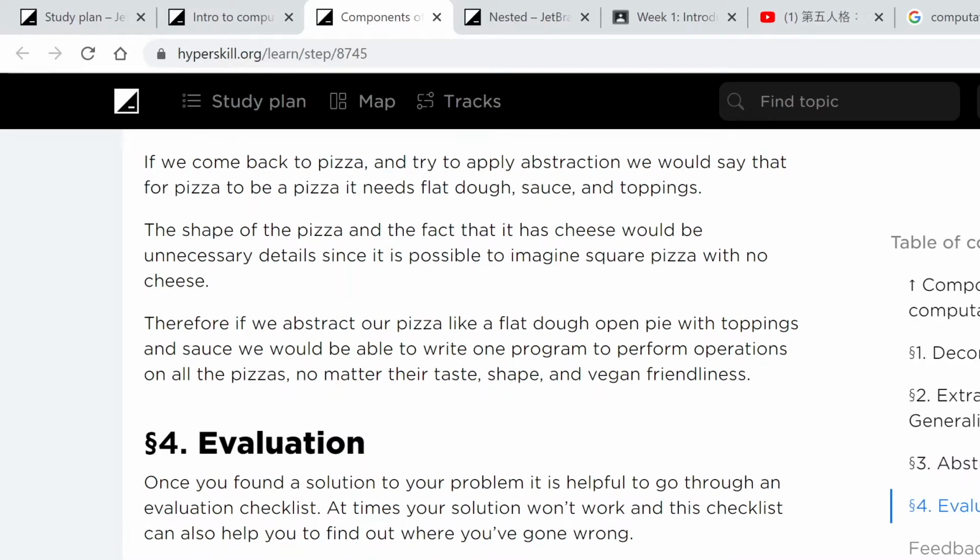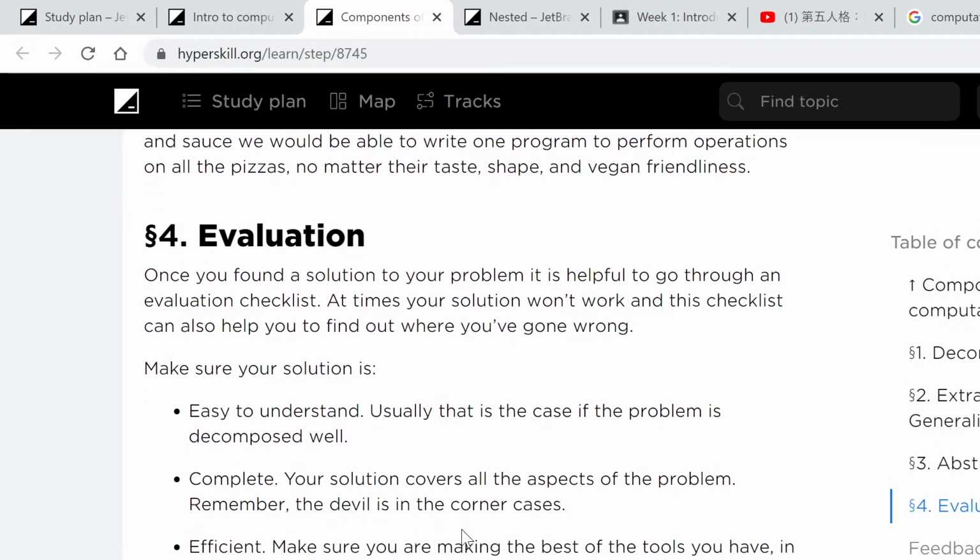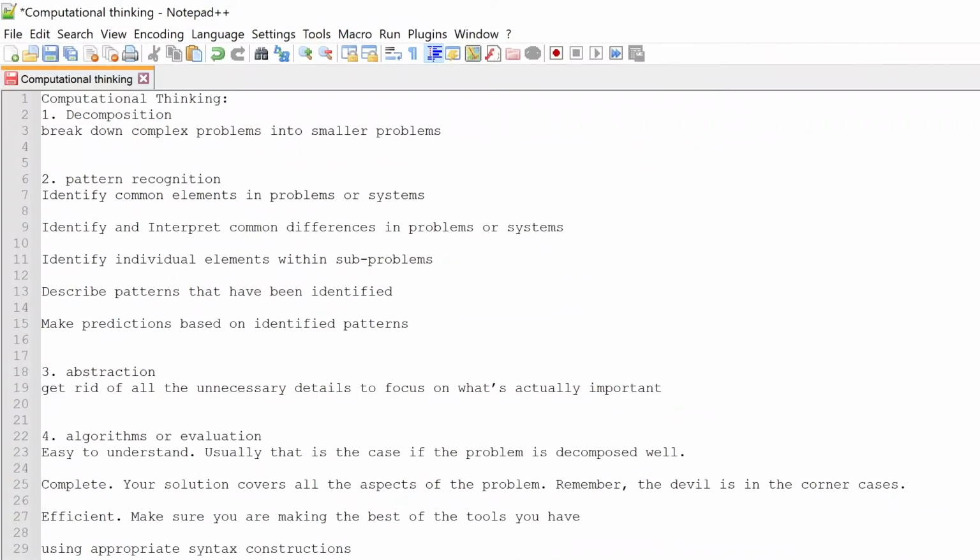Now, the last one is evaluation. You have found a solution to your problem, which is the algorithm. This algorithm should be easy to understand, complete, and efficient. Now, why should it be efficient? You should be making the best of the tools you have and using appropriate syntax constructions.